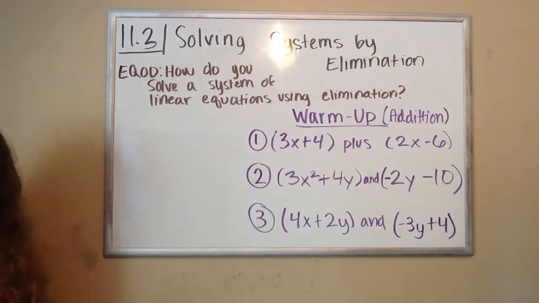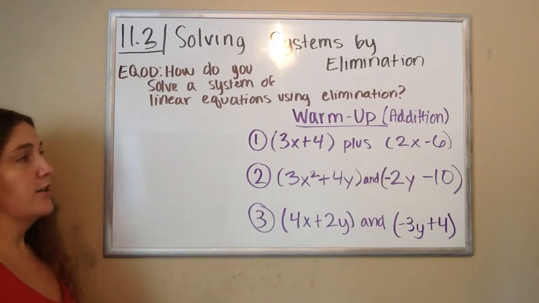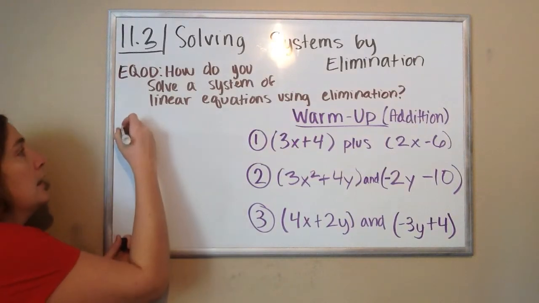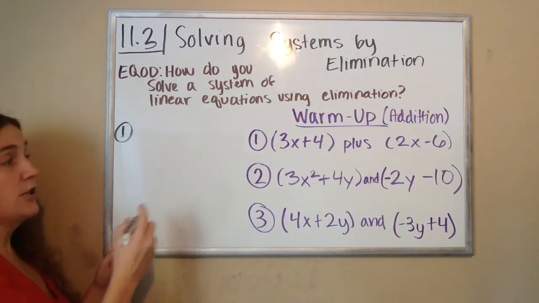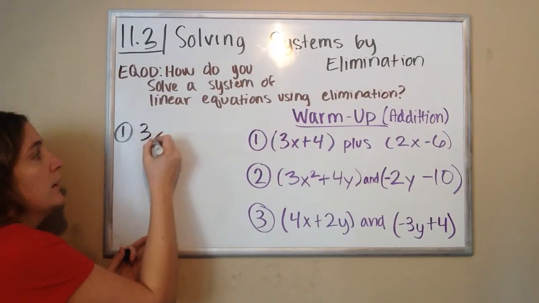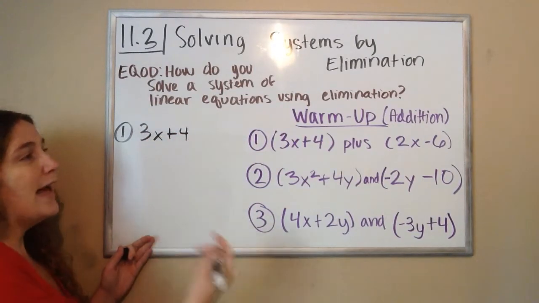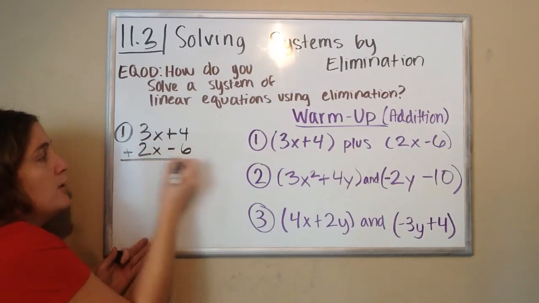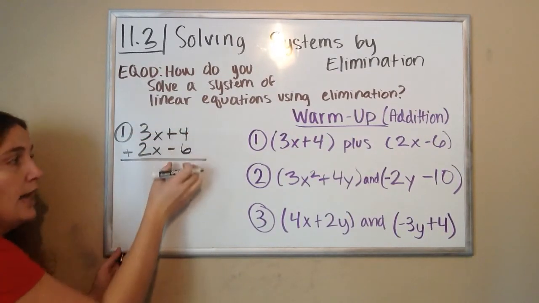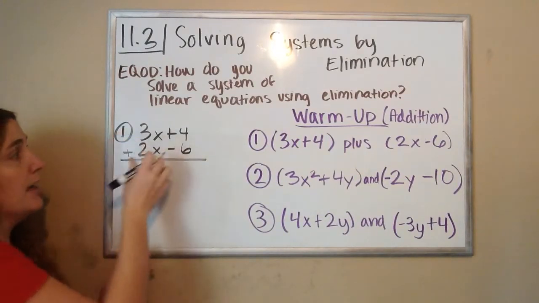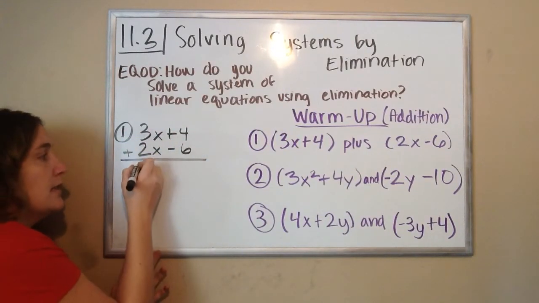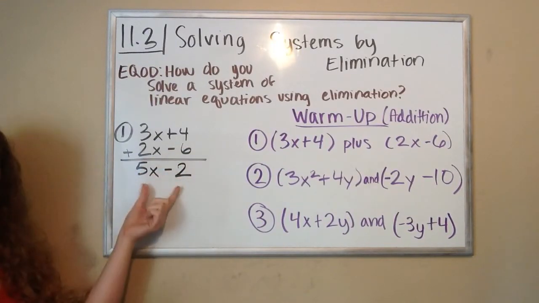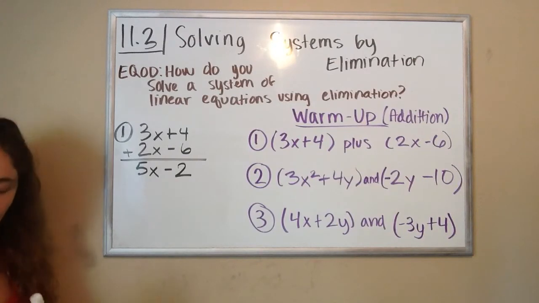Alright, so right now we're just going to work with addition. We're going to work with subtraction in a second. And we're going to do number 1 first. We are adding these two expressions. So we have 3x plus 4, and we are going to add 2x minus 6. Notice how I line up the x's, I line up the numbers. 3x plus 2x is 5x. 4 minus 6 is negative 2. That is our expression when we combine them.